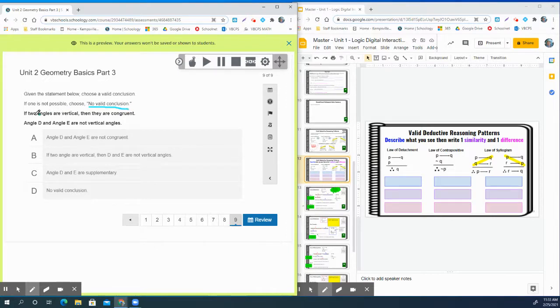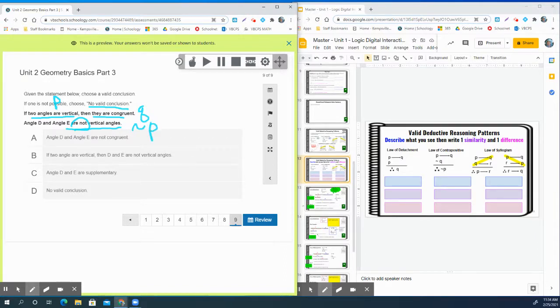So if angles are vertical, that's P. Then they're congruent, that's Q. They are not vertical. Is that P, Q, not P, or not Q? The angles are vertical, then they're congruent. Those angles are not vertical. Is that P, Q, not P, or not Q? It is not P, 100%.